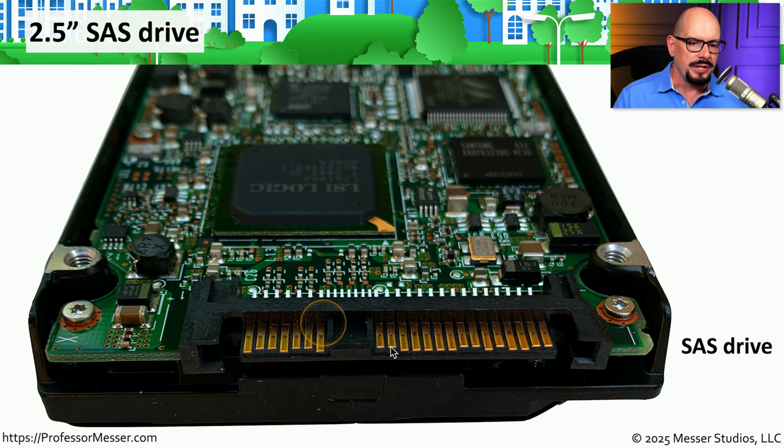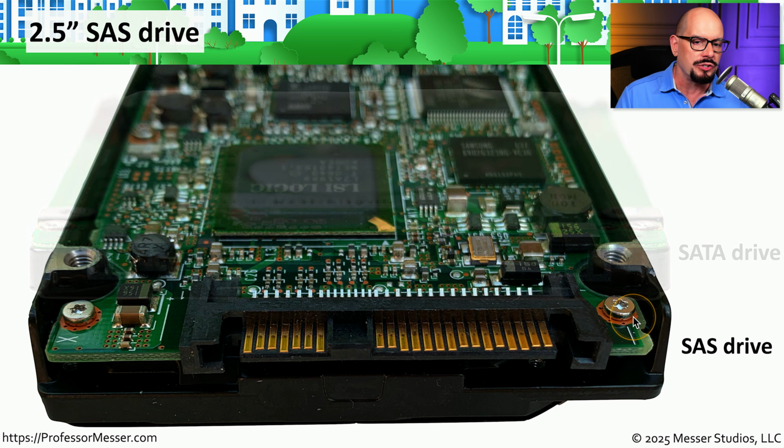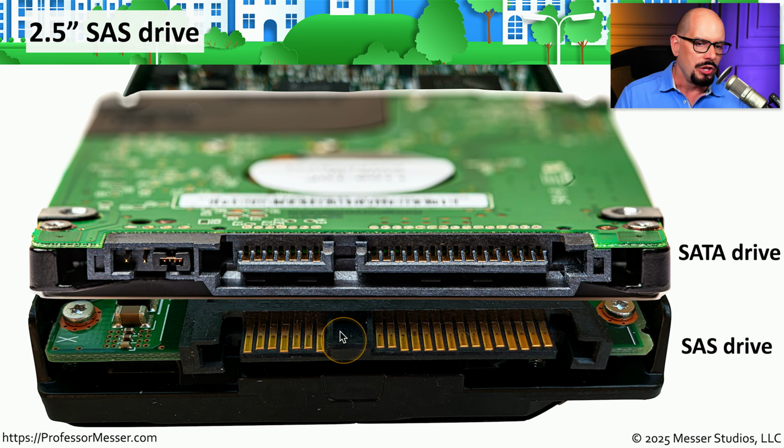Here's the interface on a Serial Attached SCSI drive. There are two different connections on this drive, one that's used for data and one that's used for power. And if you look at this drive, it looks very similar to the configuration you might see on a SATA drive. In fact, this is very similar with the data on the left side and the power on the right side. If we were to put a SATA drive right on top of this drive, you can see that indeed they are very similar to each other in their form factor.